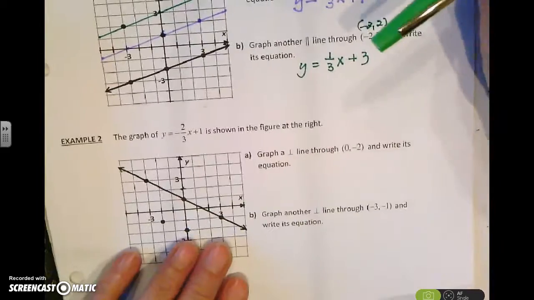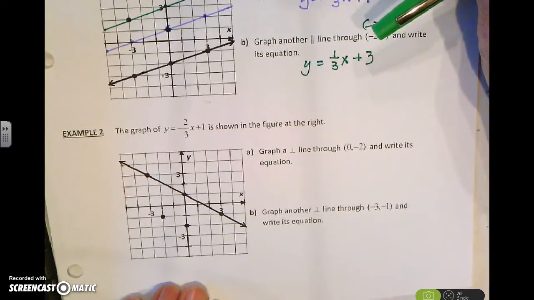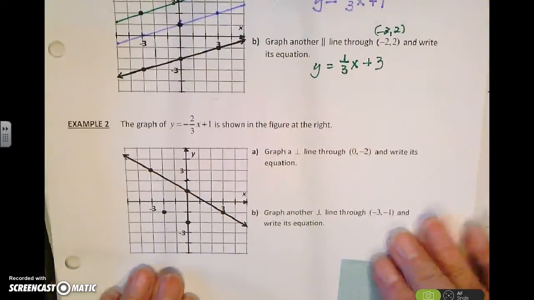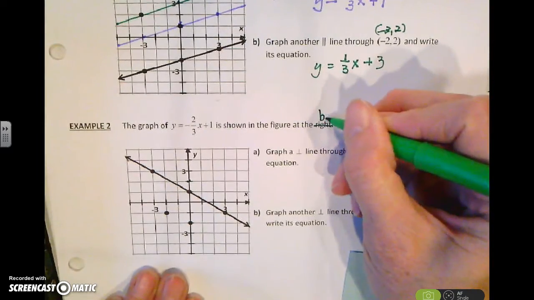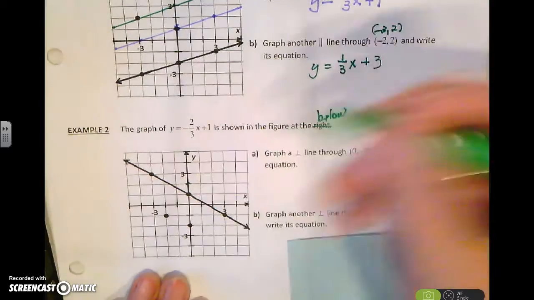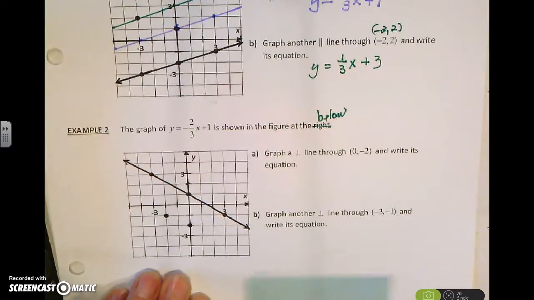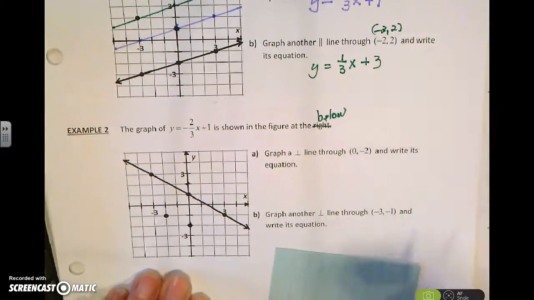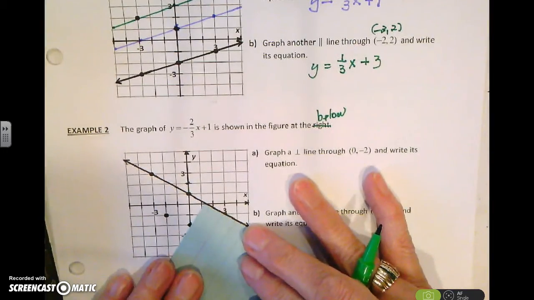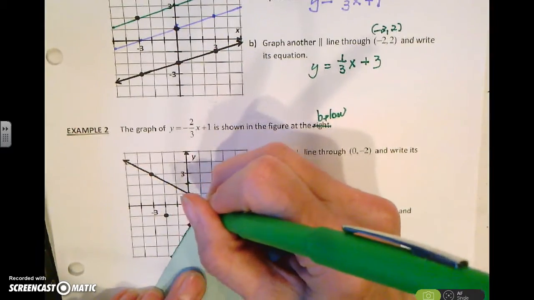All right, so example 2, we're going to try and do this with a perpendicular. The graph of y equals -2/3 x plus 1 is shown in the figure below. Graph a line through the point 0, -2, which is this one right here. We want a perpendicular line to it and write its equation. Now that's not quite as easy to do, but I thought if we use this card, we could do that.